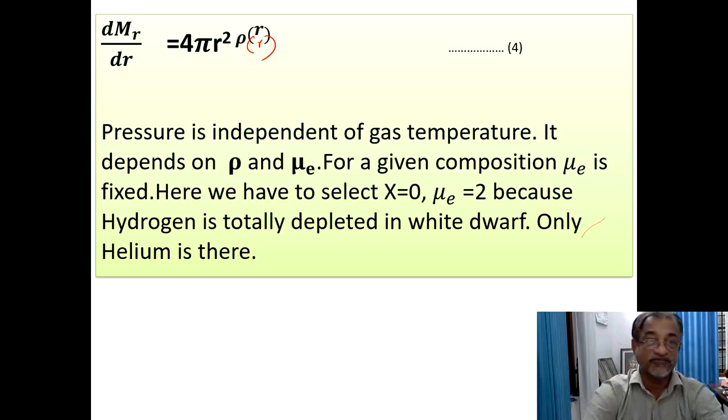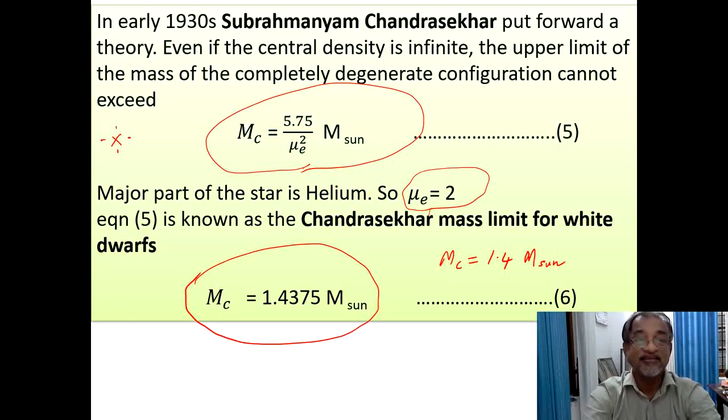For a given composition, mu e is fixed. Here we have to select x is equal to 0, mu e equal to 2, because hydrogen is totally depleted in white dwarf. Only helium is there. And in early 1930s, Subramanian Chandrasekhar put forward a theory. Even if the central density is infinite, the upper limit of the mass of the completely degenerate configuration cannot exceed a limit which is called Mc, equal to 5.75 divided by mu e square into M sun.